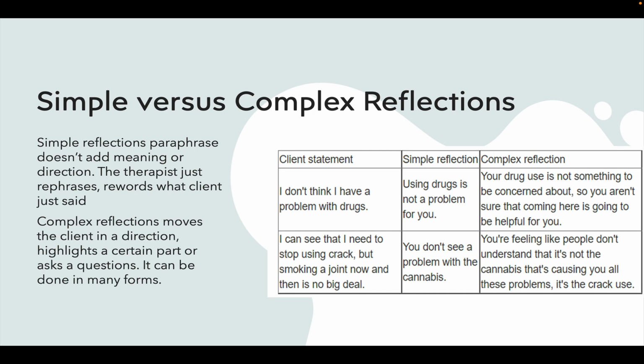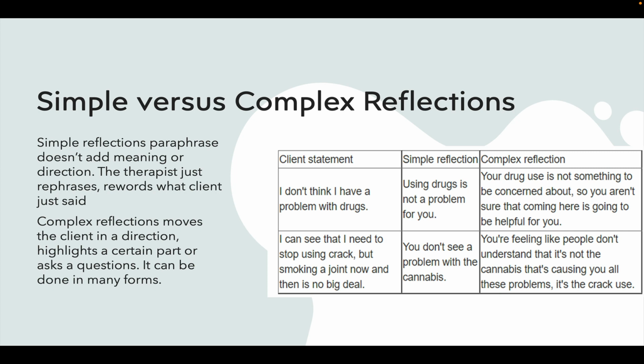Here's an example of a simple reflection versus a complex reflection. The client says, "I don't think I have a problem with drugs." A simple reflection would be, "Using drugs is not a problem for you." Whereas a complex reflection could be, "Your drug use is not something to be concerned about, so you aren't sure that coming here is going to be helpful for you."